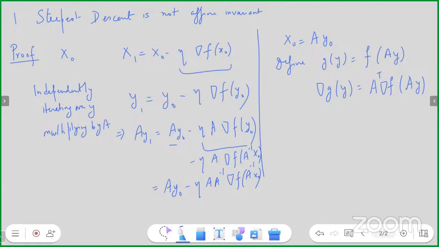This is not the same as this. So the iterates are not going the same way as you would have liked. Question? If x naught is an eigenvector of A inverse with eigenvalue 1, then it will be equal. But this has to be true for all A's by definition, not for some special A's. It could be possible that for some special A's they might end up being the same. Basically, A is itself not affine yet. F is some convex function. That's all.